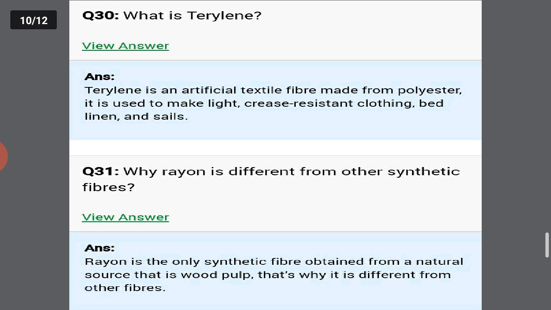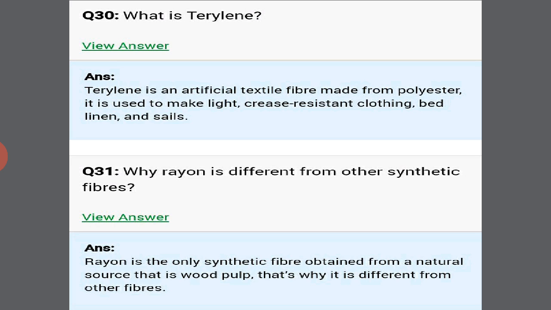Okay, let's move further. Now, what is terylene? Terylene is an artificial textile fiber made from polyester. Got it? It is an artificial fiber made from polyester and is used to make light, crease resistant clothing, bed linen, and sails also. Okay. Next question.